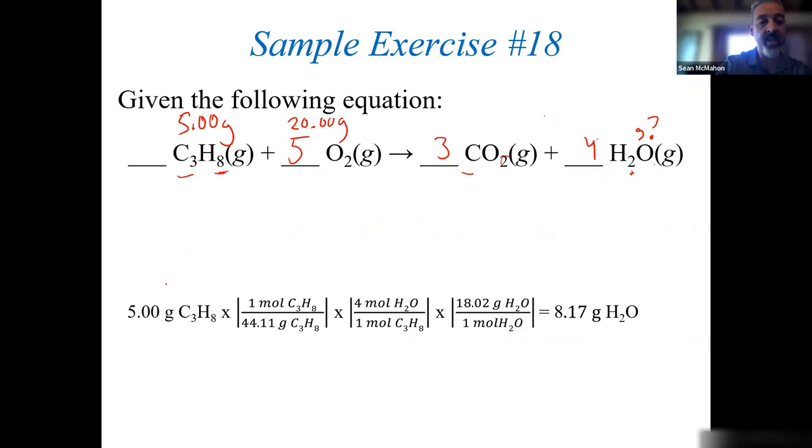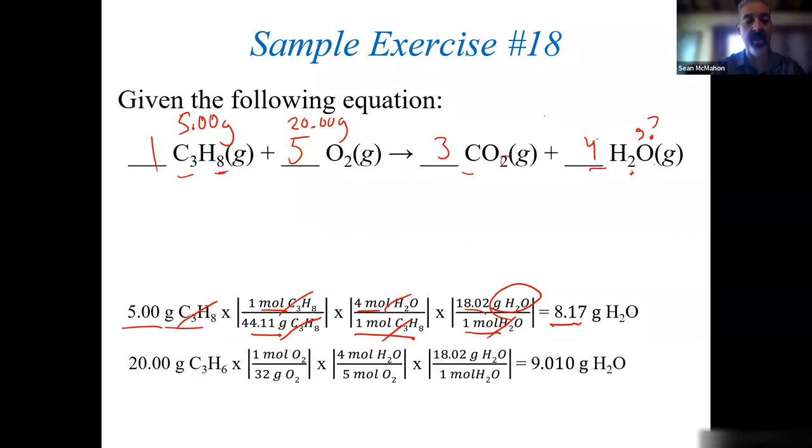How do I do that? The grams of propane convert to moles using molar mass from the periodic table. Cancels those units. I have 1 mole of propane per 4 moles of water. And then in 1 mole of water, there's 18.02 grams. So these units cancel, and I'm left with grams of water. I have 3 sig figs here, so this has 3 sig figs. Then I go to the oxygen.